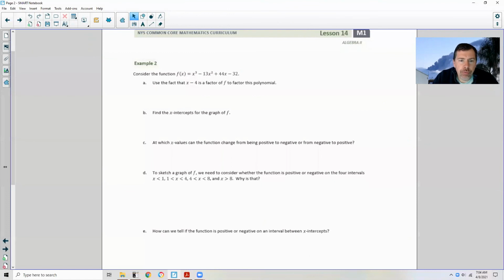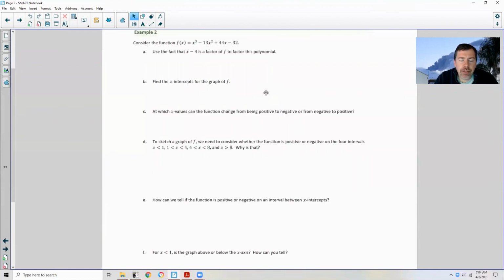All right, example 2. Now it says to consider the function f of x equals x cubed minus 13x squared plus 44x minus 32. And part A says to use the fact that x minus 4 is a factor of f to factor this polynomial. So that's where we're going to start. So we're going to factor. When you're given a factor, you can divide the polynomial to break it down to find other factors. So I'm going to take this x to the third minus 13x squared plus 44x minus 32, and I'm going to divide it by x minus 4.